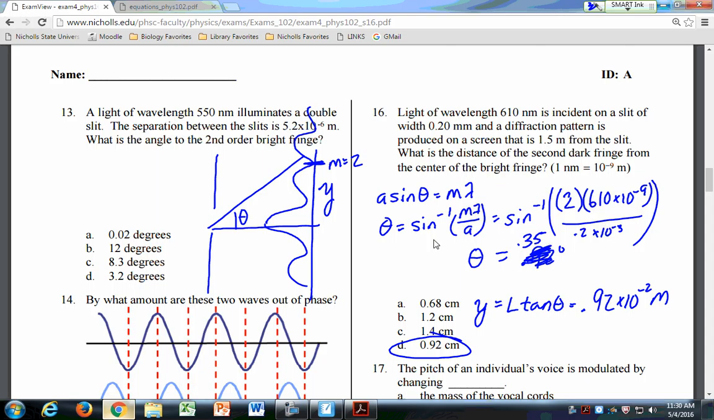Okay, so you have to first find the angle theta, making sure you get your order number right. The order number is 2. This is our wavelength in meters. This is our slit width in meters. And then once you find theta, you can calculate y. All right, is that clear? Okay. Anything else for this stuff?